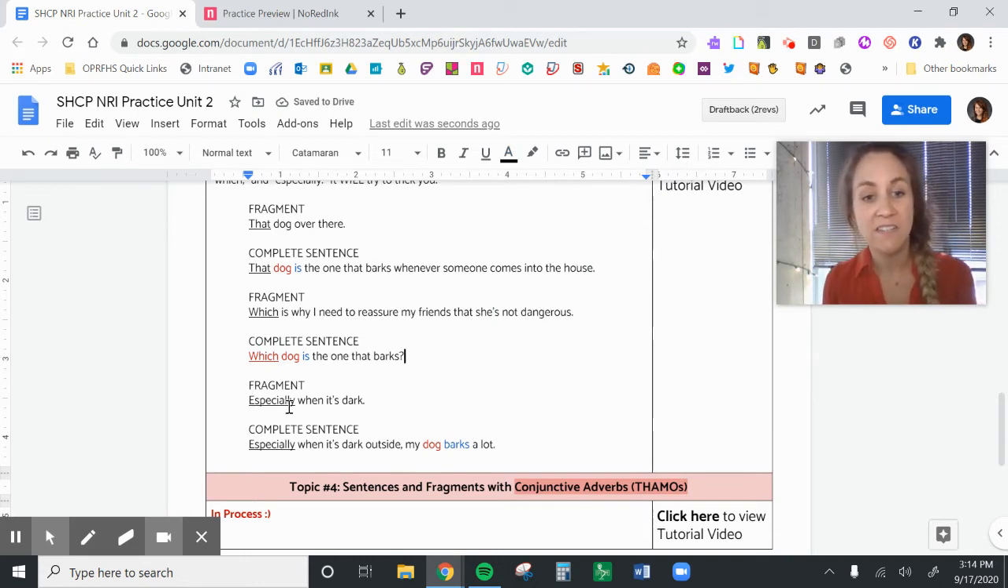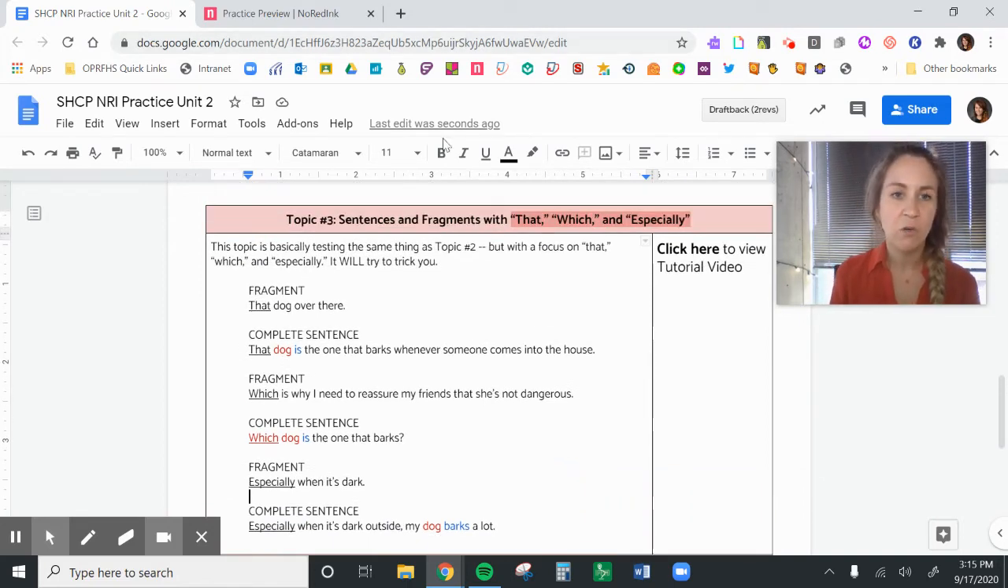And then last is especially. So especially when it's dark. Not a full idea, right? Especially what when it's dark. Complete sentence though: especially when it's dark outside, my dog barks a lot. So this one is like the subordinating clauses. So especially when it's dark outside is extra information on the independent clause right here. And so this whole thing makes sense.